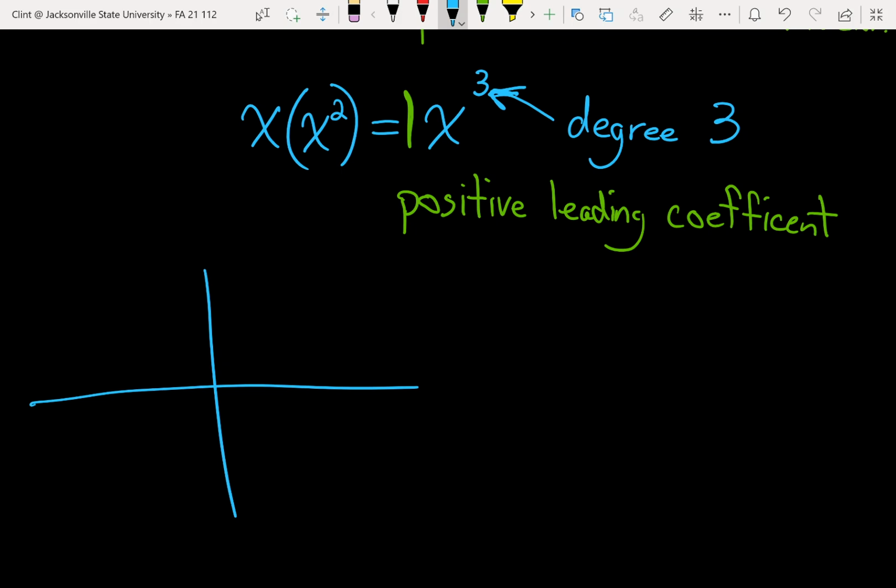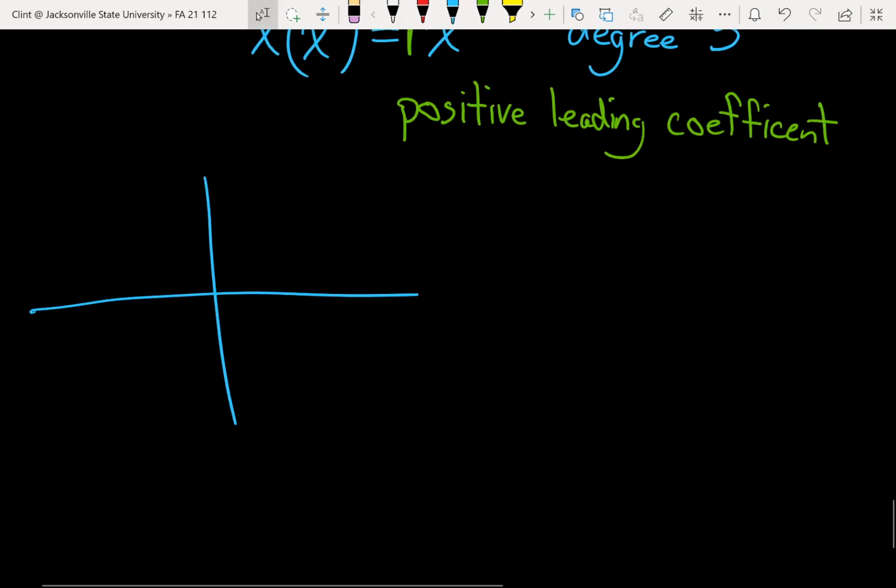So if we have odd, we know it's odd degree. That means the ends are going to go in opposite directions. So any graph where the ends are going the same directions, we can throw those out. Right? That's not going to be the graph. And then even a little bit more, since we know it's positive leading coefficient, it means it's going to go down on the left and up on the right. So that's what our end should be doing, right? It should be going down on the left and up on the right.